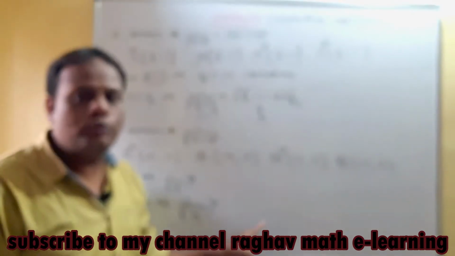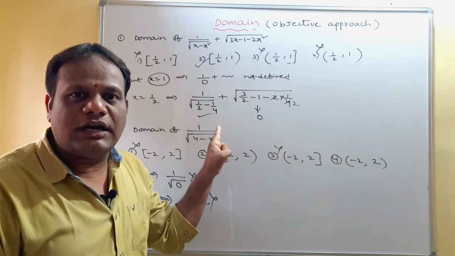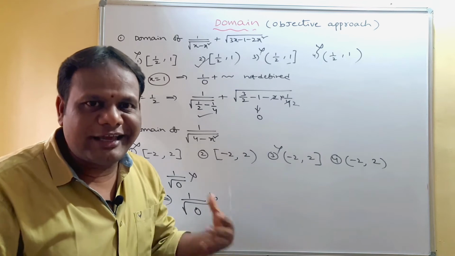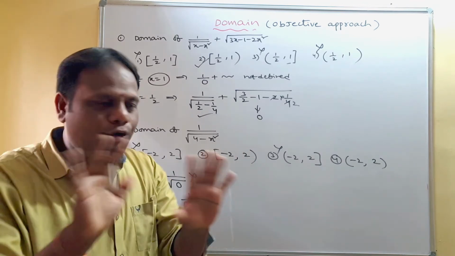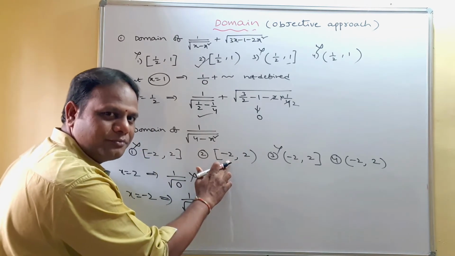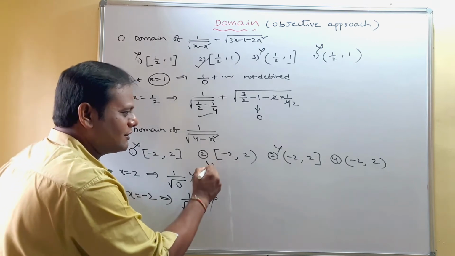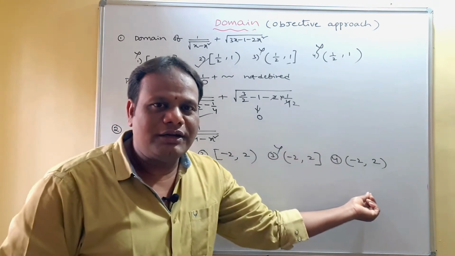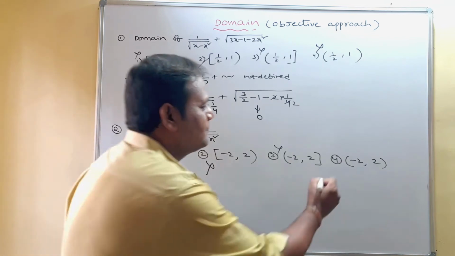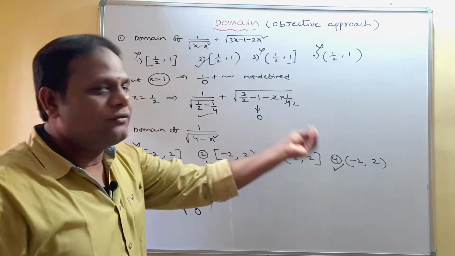So at x equal to minus 2, the function is not defined. So can we take x equal to minus 2? No, but here we have minus 2, is it? So it is wrong. So we are left with what? That is the fourth option. So the answer to this problem is the fourth option.